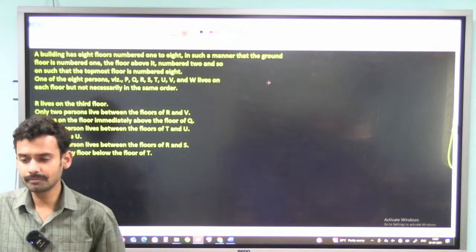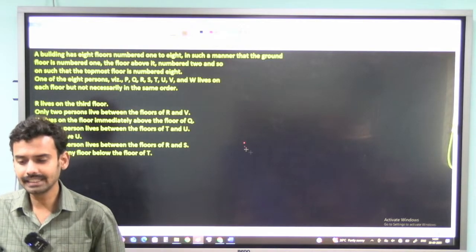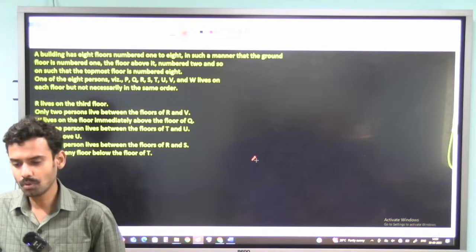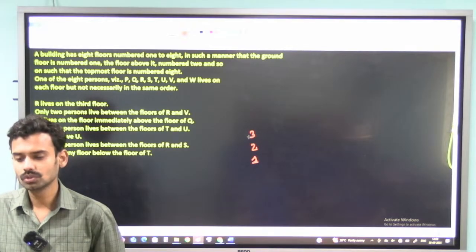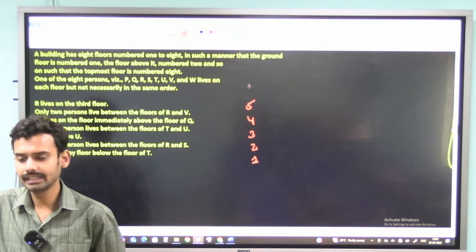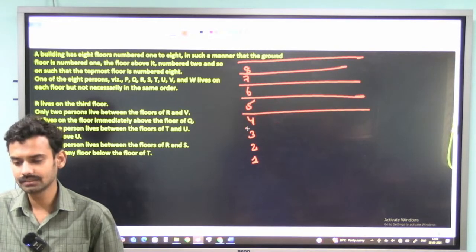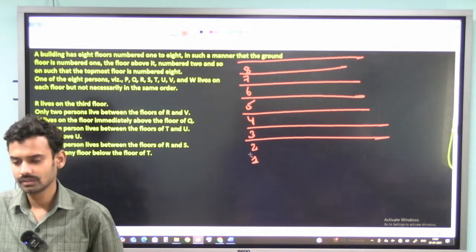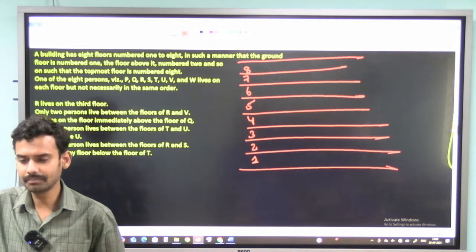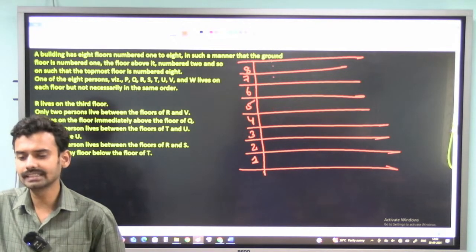Now formation of base, there are 8 floors, but I need to name these floors from bottom to top. 1, 2, 3, 4, 5, 6, 7, 8. This is the first information. Now I will form the base like this. This is formation of base. This should be our first step. And I don't know how many cases it leads to.